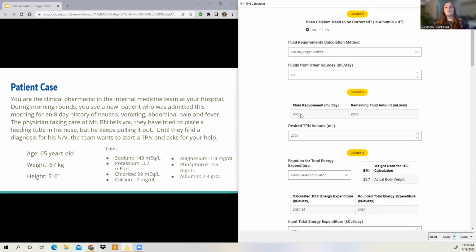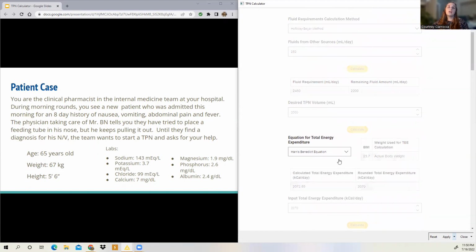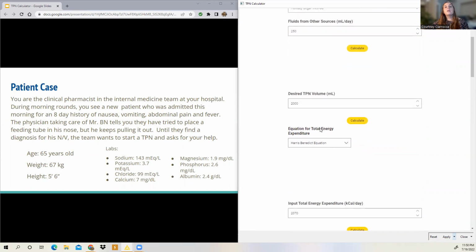And so with our Holiday-Segar method, he is requiring 2,450 milliliters a day, taking into account our little antibiotic fluid bag or something. He has a remainder of 2,200 milliliters left in his fluids for the day. And so we'll go ahead and make this a nice even 2 liters for our calculation. And then again, we can calculate everything.